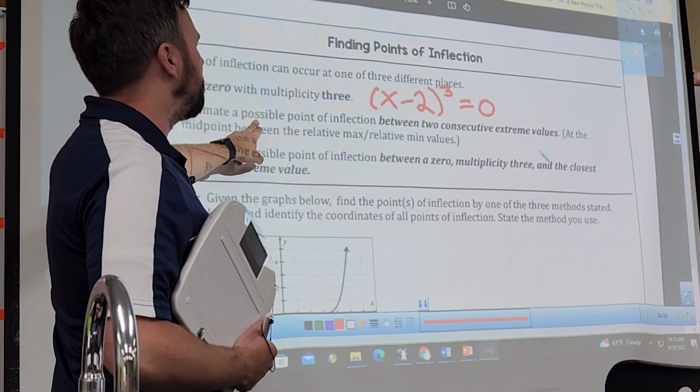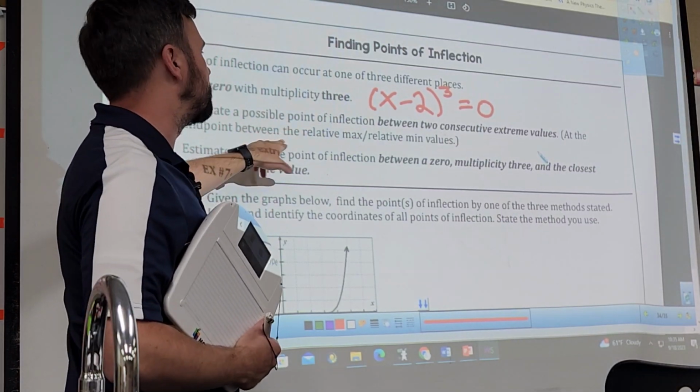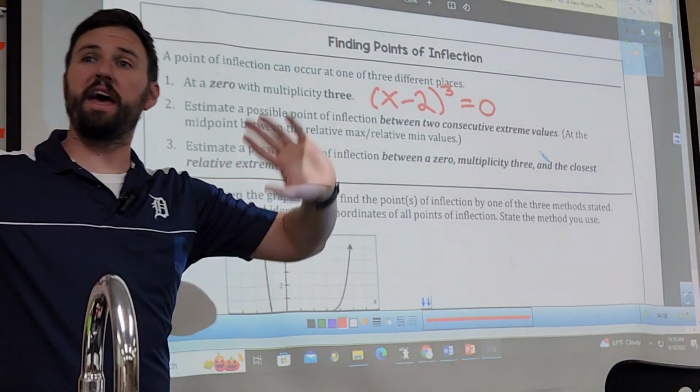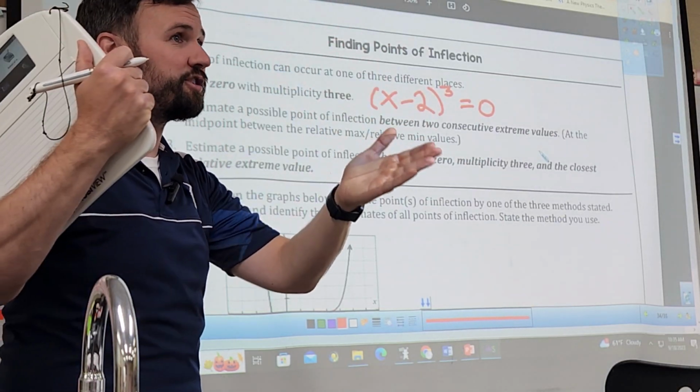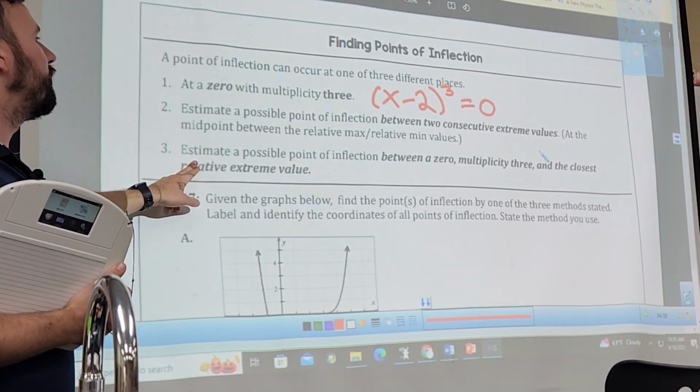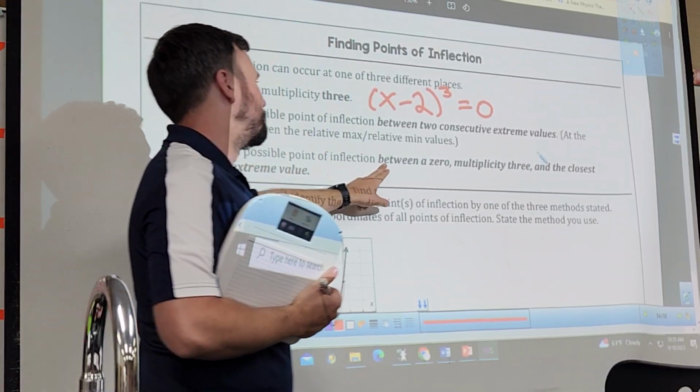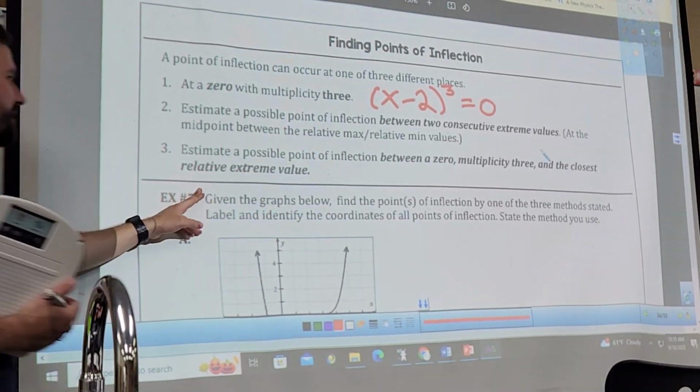You can also estimate between 2 consecutive extreme values. That's what we've been doing, right? We look at the relative max and min, and we kind of guesstimate where it changes. Or you can estimate a possible point of inflection between a 0 with multiplicity of 3 and the closest relative extreme value.